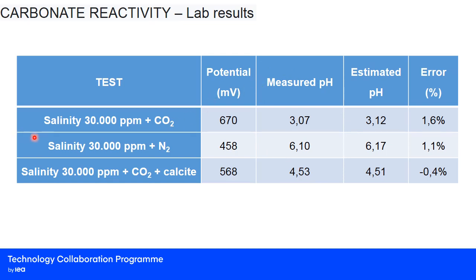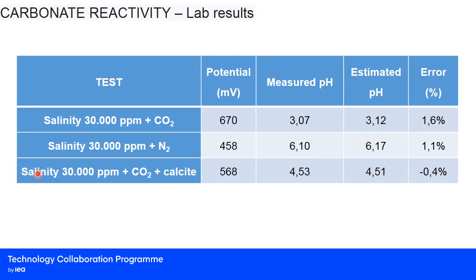The first test was only water and CO2. It has a salinity of 30,000 ppm, compatible with the sulfated seawater, saturated in CO2. In this case, we don't have any rock, so we only have the CO2 in the water. The measured pH was 3.07 and the estimated pH 3.12. The second test was the same water, but with N2 instead of CO2. The pH was much higher, 6.1 the measured pH and 6.17 the estimated pH.